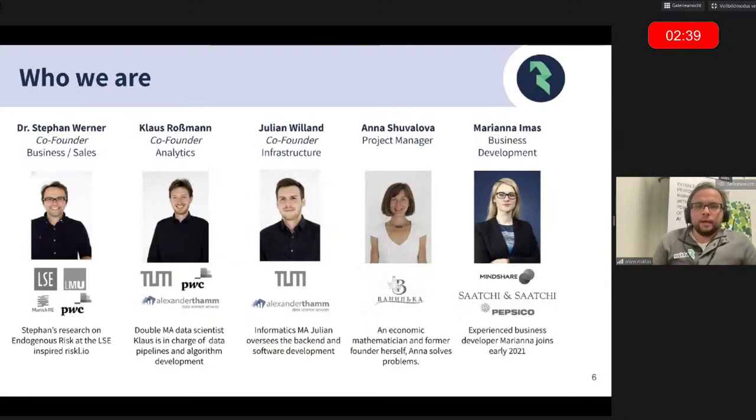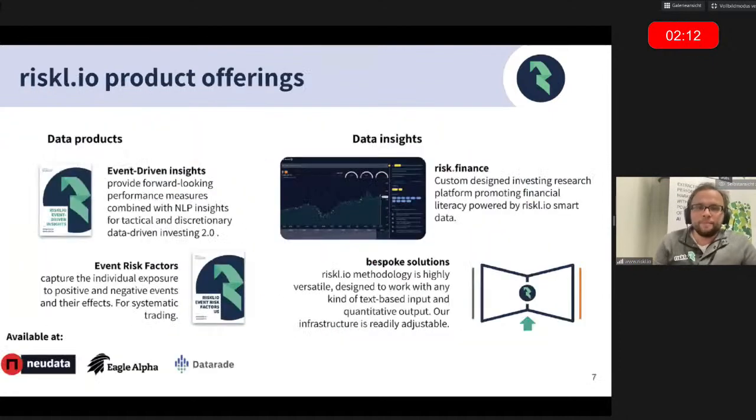We are a team of five. I started working on this in my PhD at the LSE. I was working in financial risk consulting together with my co-founder Klaus. Klaus and Julian, the third guy in our gang, worked at data science consultancy Alexander Thamm here in Munich. And now we have Anna and Mariana with us as well, who also have a quant background. So that's us, and that's what we do.